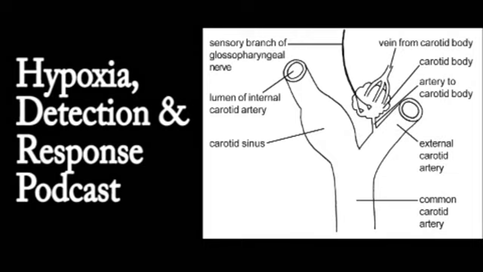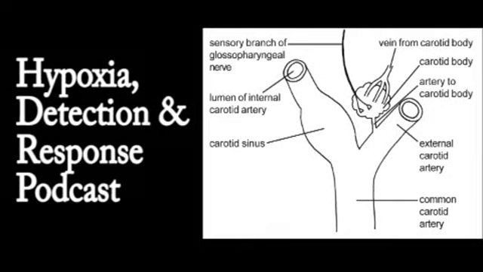But the carotid bodies are chemoreceptors, and they detect oxygen lack. And if there's a lack of oxygen, they'll send impulses up to the brain stem to say, just a minute, there's a lack of oxygen here. So they communicate via sensory nerves up to the medulla oblongata of the brain stem.